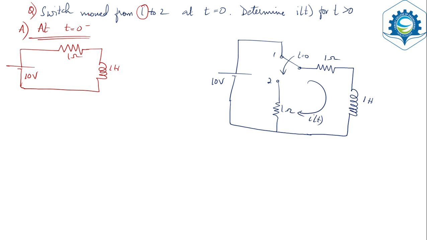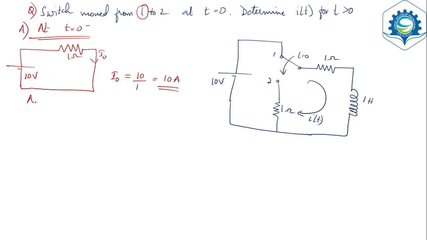Since they have not told us anything, we assume that the inductor was in steady state at this time, and it is connected to the voltage source. So what will you replace the inductor with? You will replace the inductor with a short circuit. Here the initial current flows through the inductor. What will be the value of I0, the initial current? That will be V by R: 10 divided by 1, that is 10 amperes. So now you have the initial current flowing through the inductor.